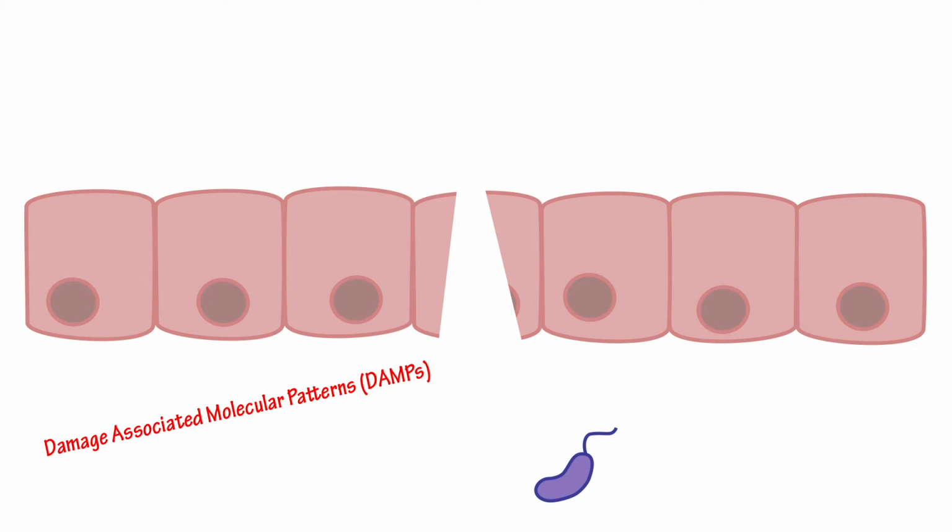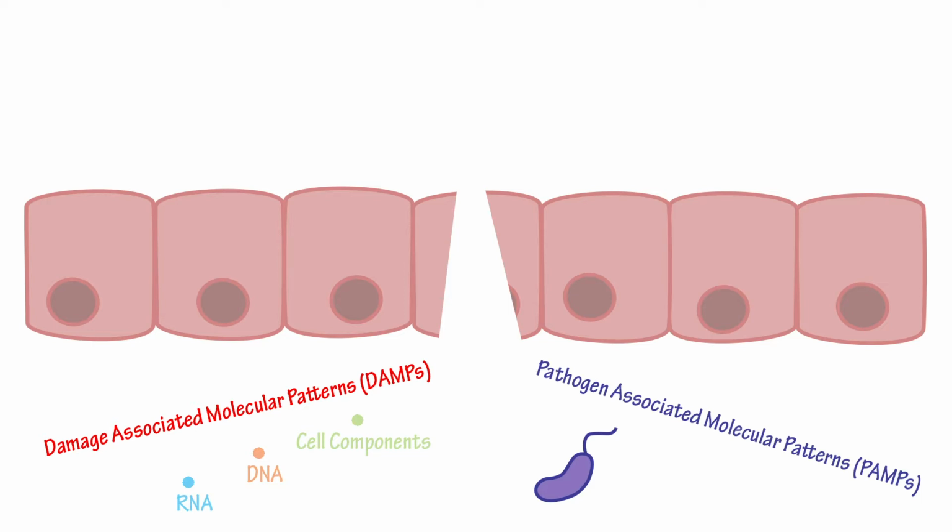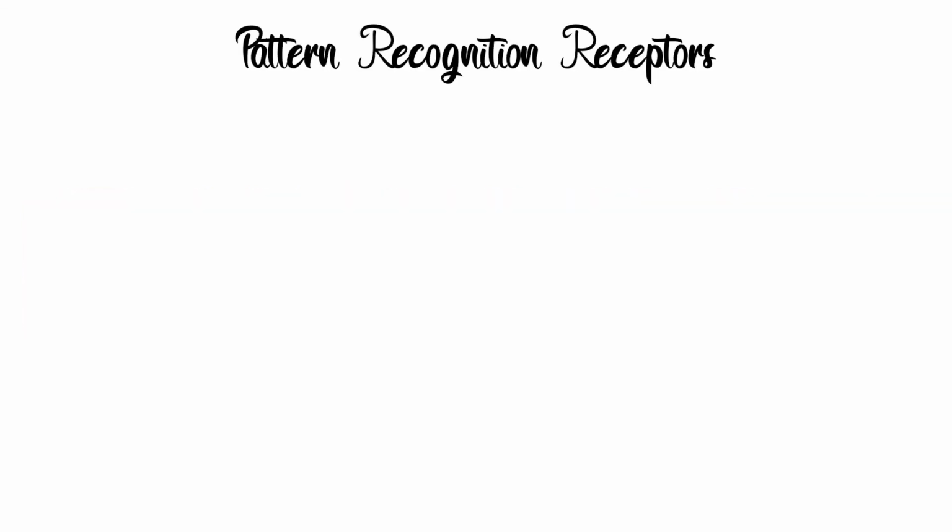These are cell components like RNA, DNA, and other molecular proteins that leak out of the cell because of the damage. Pathogens are foreign material to our own bodies, hence they have pathogen-associated molecular patterns, or PAMPs for short. Both DAMPs and PAMPs are identified by pattern recognition receptors, or PRRs, on cells. The function of pattern recognition receptors is to identify if encountered material is self or foreign and respond accordingly.